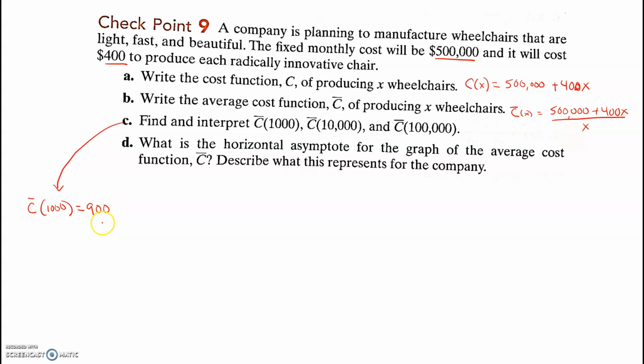It does say interpret, right? What does this mean? This means that the average cost of a wheelchair is $900 a month if you produce 1,000 wheelchairs.